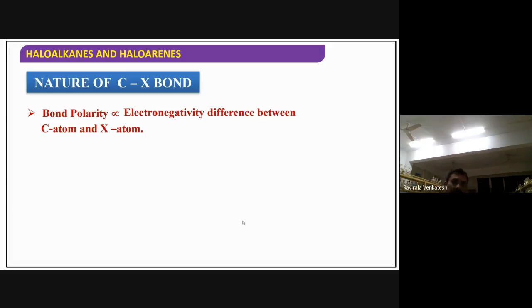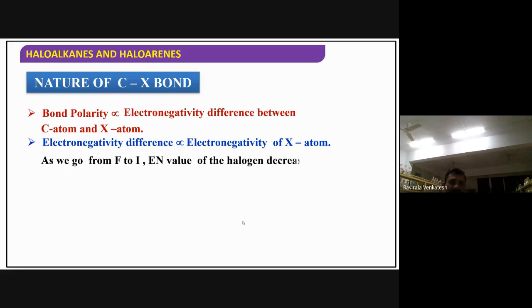Bond polarity is directly proportional to the electronegativity difference between the carbon atom and the X atom. As we go from fluorine to iodine, the electronegativity values of the halogens decrease. Among CF, C-Cl, C-Br and C-I, where do we get more electronegativity difference? Here we get more electronegativity difference, and here we get less. That is the reason this one is less polar and this one is more polar.